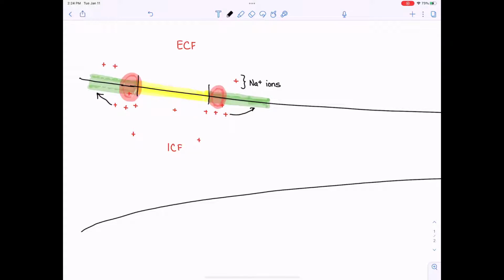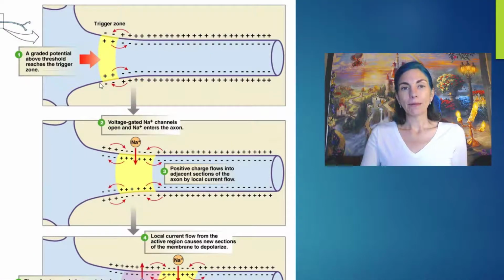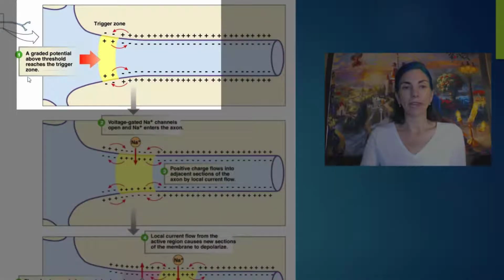Depolarization at the red areas is going to diffuse over to the green areas and the yellow areas and cause depolarization in those membranes too. So this image here demonstrates kind of what I showed. It starts with a region of the axon that they've highlighted in yellow.